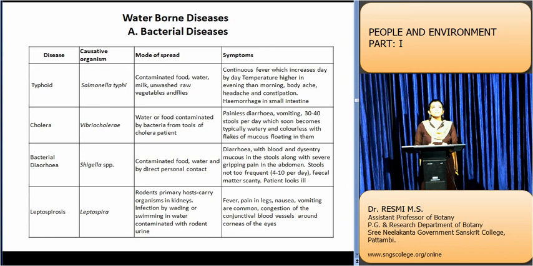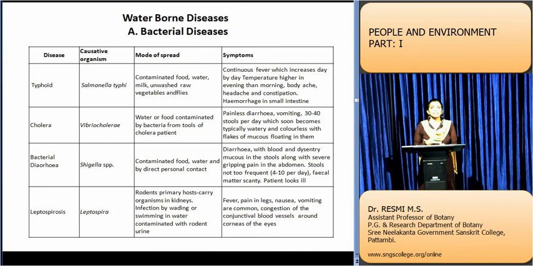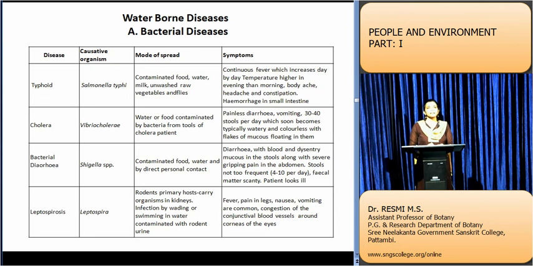And cholera, whose causative organism is Vibrio cholerae, and the mode of spread is mainly contaminated food from bacteria and from stools of a cholera patient. And again the symptoms are diarrhea, vomiting, typically watery and colorless stools with mucus floating in them. And then there is bacterial diarrhea, which is caused by Shigella species, and the mode of spread is mainly again through contaminated food, water, and by direct personal contact with patients suffering from bacterial diarrhea. Again diarrhea with blood and dysentery, mucus in stools.